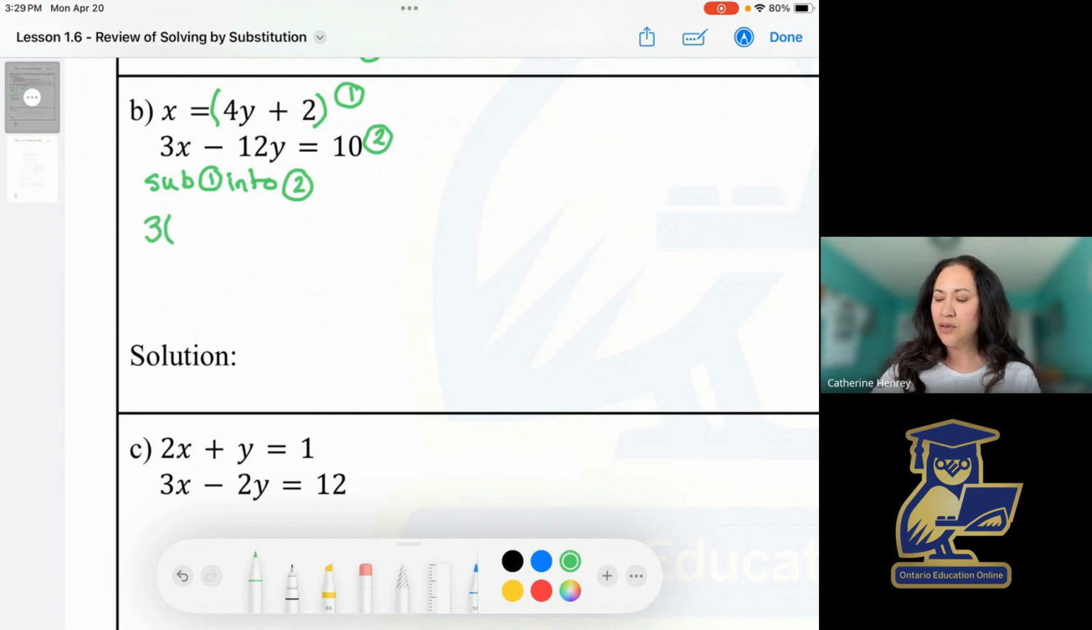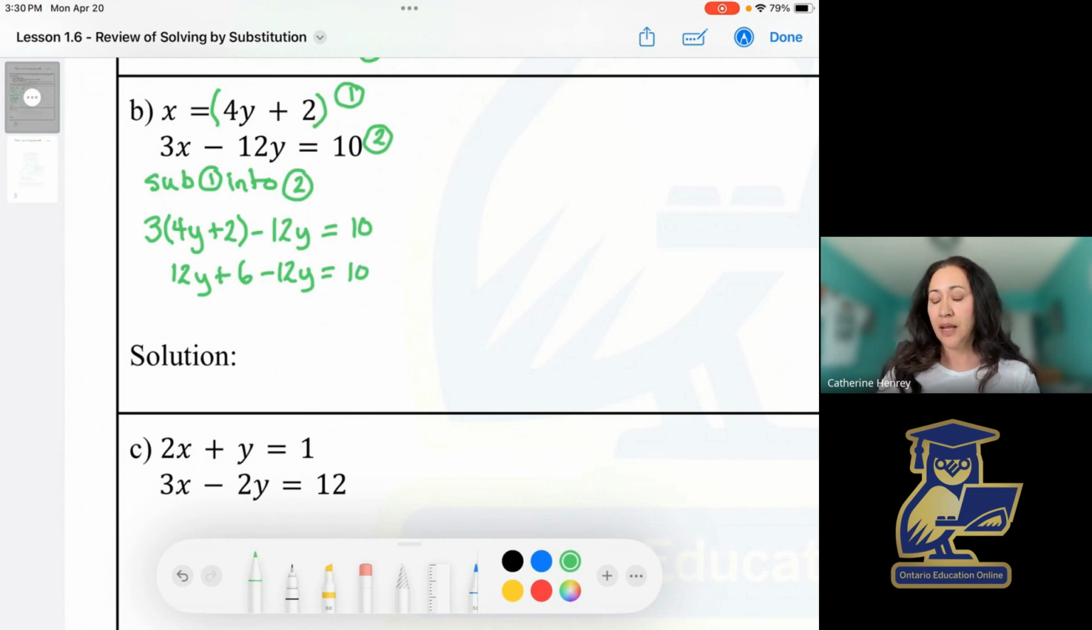Substituting and using brackets, 3 times 4y plus 2, minus 12y equals 10. So that's equation 2 with the substitution included. In this case, I have a 3 to distribute into the brackets. So 3 times 4y will give me 12y. 3 times 2 is 6, a positive 6, minus 12y equals 10. When I take a close look here, I have a positive 12y there. I have a negative 12y there. So they actually cancel.